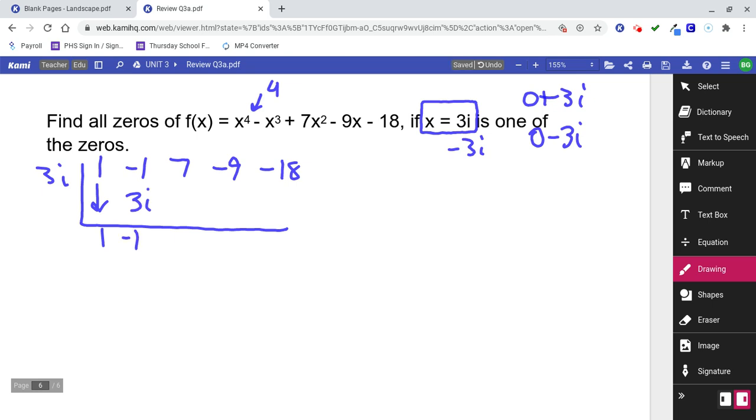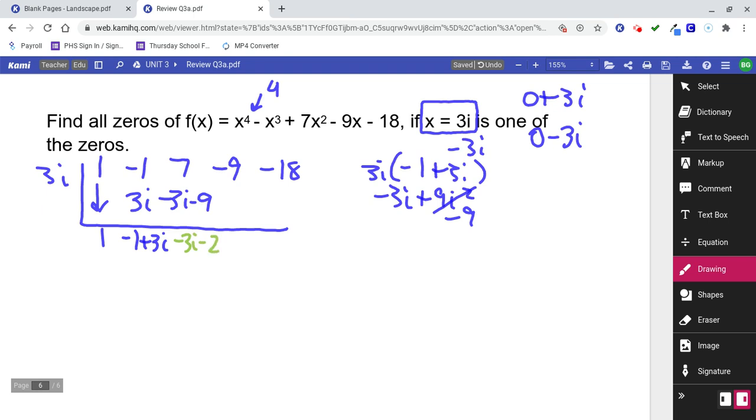And we add straight down, and notice those are not like terms, so don't combine them like terms. We would need to distribute to multiply that. 3i times negative 1 plus 3i. That's negative 3i plus 9i squared. So let's say that's minus 9. So when I multiply diagonal, I'm going to get negative 3i minus 9. Add straight down, 7 minus 9 is negative 2, so I've got negative 3i minus 2 there.